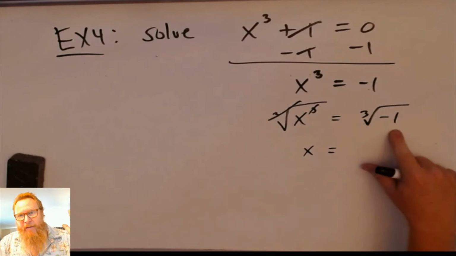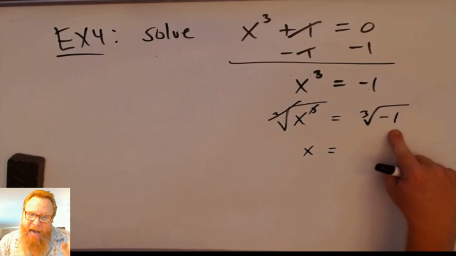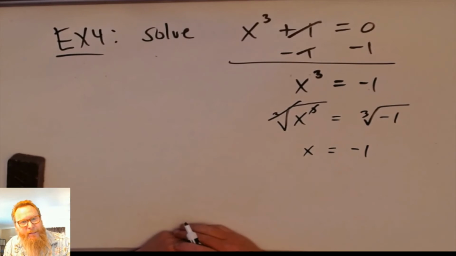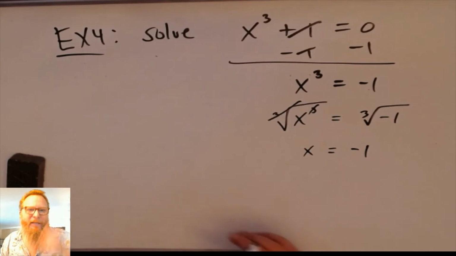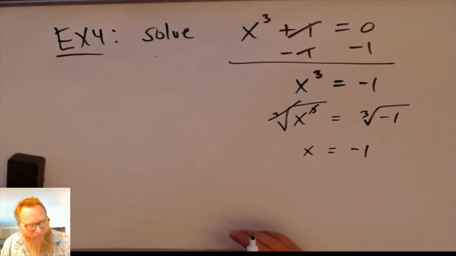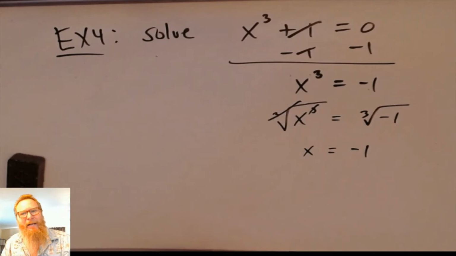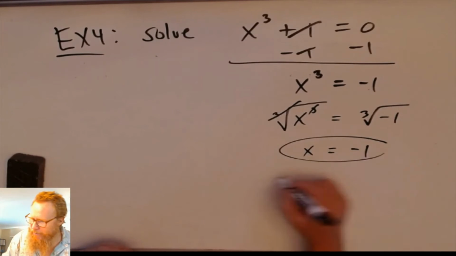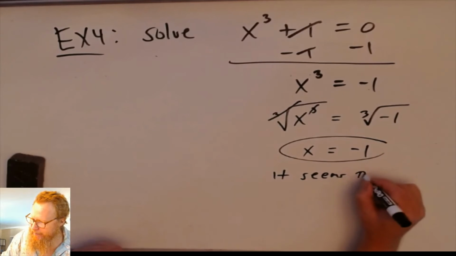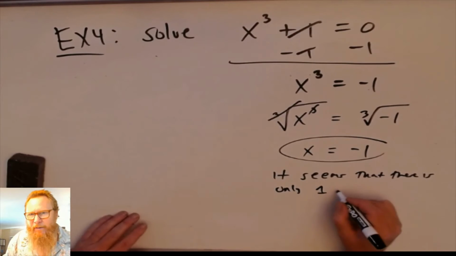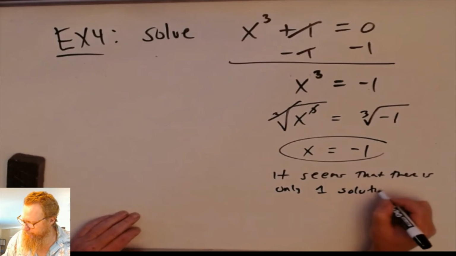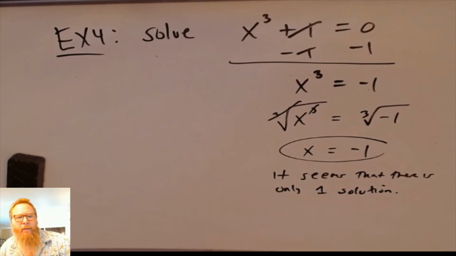So the cube root of negative 1 is, again, not an i because it's a cube root. It's just negative 1. The cube root of negative 1 is just negative 1, right? Because negative times a negative times a negative, 3 negatives, just goes back to being negative 1. So it seems that there is only one solution. But there's not. There are 2 more.